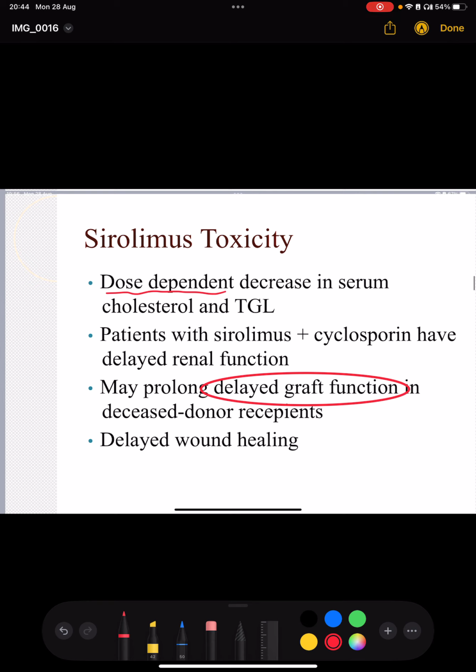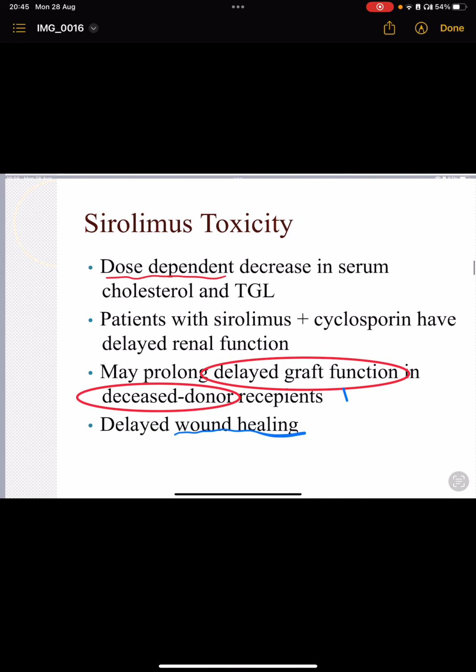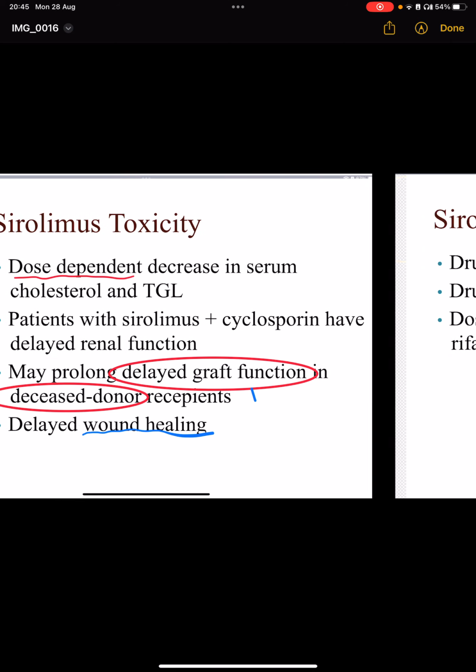So if a person is receiving an organ donation from a deceased person, then the received organ will come into function slowly. Can you guess why? Well, because the graft, the organ that is given from the other person, needs time to grow, right? This gets slowed down because the cells get stuck in the G1 phase. And again, cells are stuck in the G1 phase, so wound healing would be delayed if you use sirolimus. Those are its toxicity, its adverse drug effects.